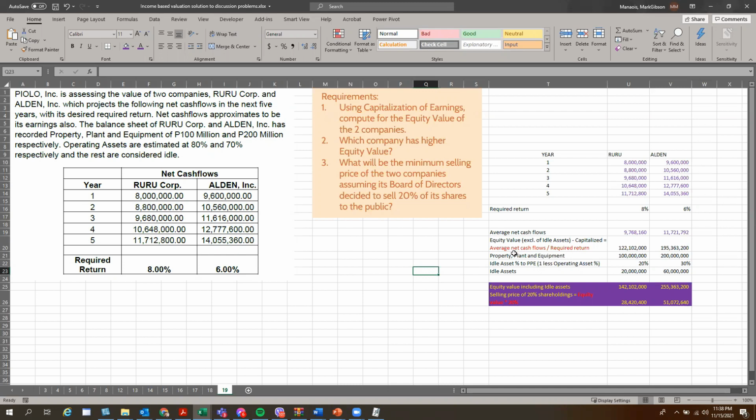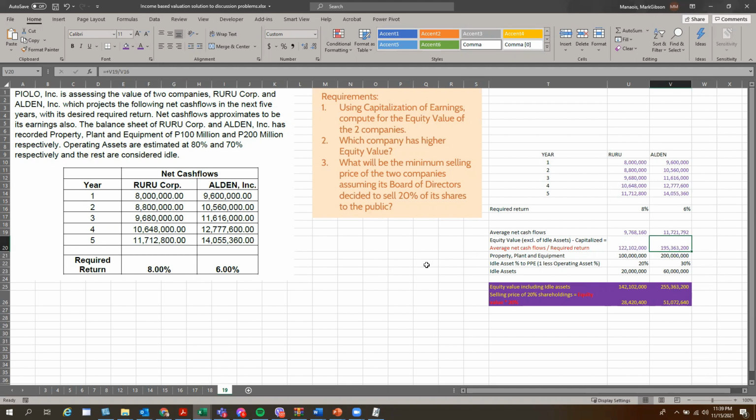Now, the next step is to calculate the capitalized equity value. The formula is average net cash flows divided by the required return. So that's 9,768,160 divided by 8% for Ruru, or 122,102,000. That's for Ruru. Next, for Alden, that's 11,721,792 divided by the required return of 6%, or 195,363,200. So that's step number 2.